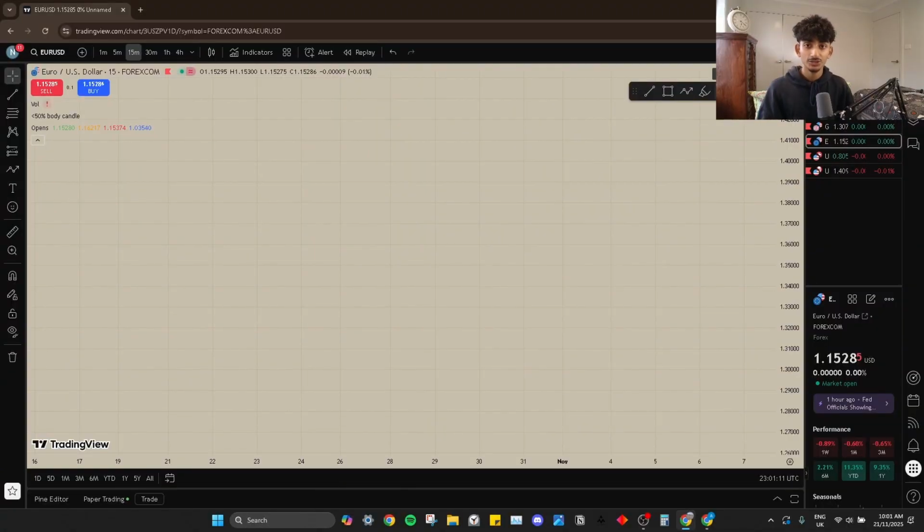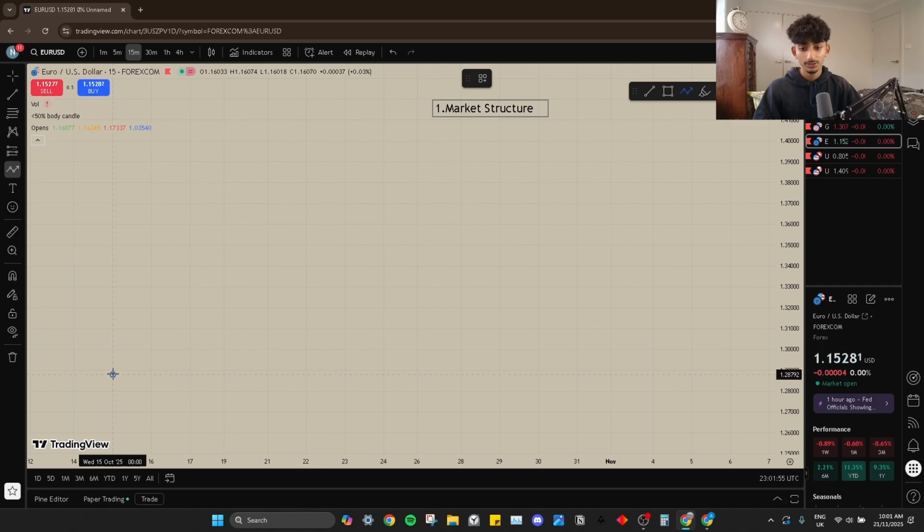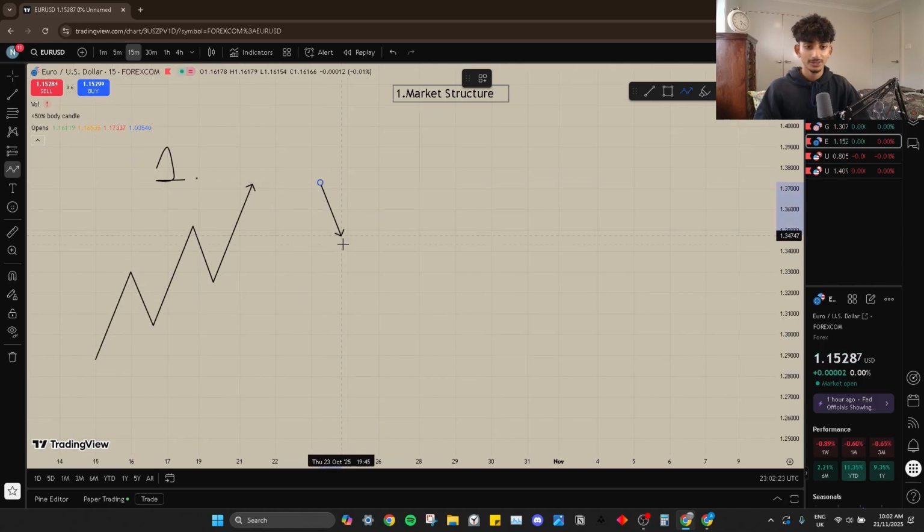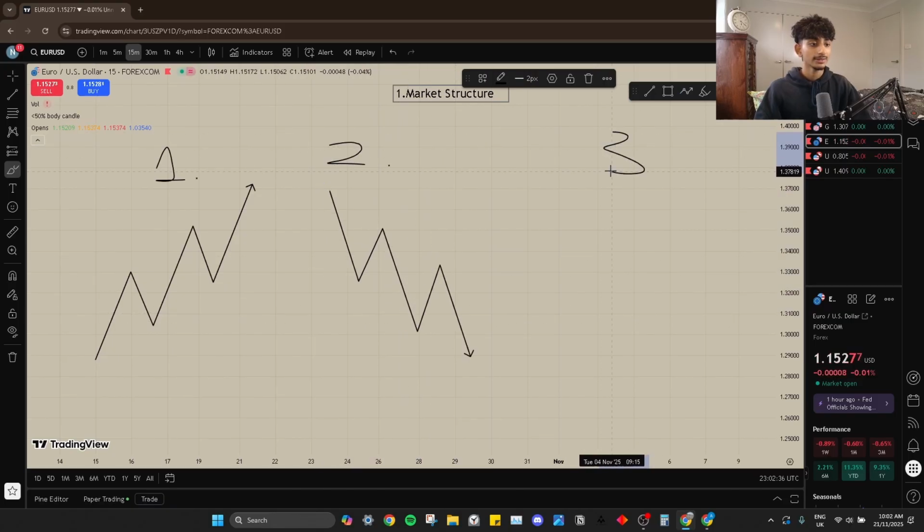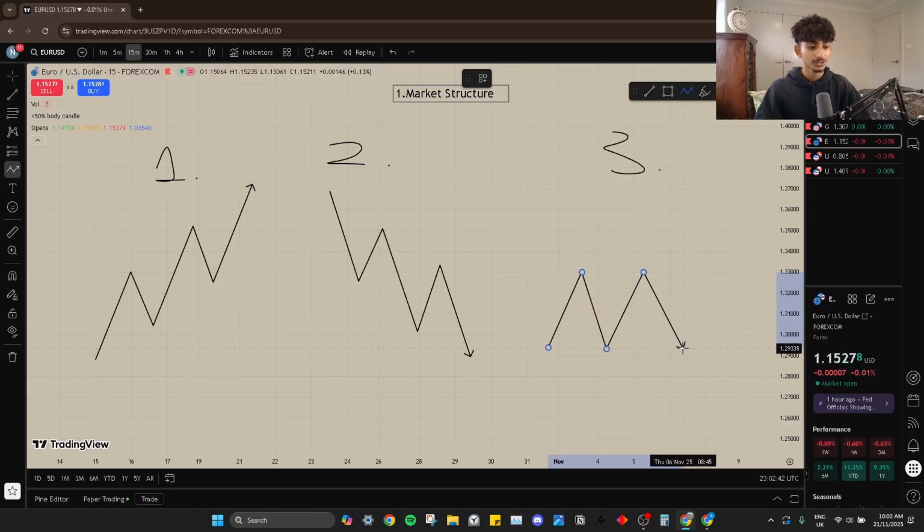Okay, so getting straight into it, the first step in the mechanical trading strategy is market structure. There are 3 different types of market structure. The first one is bullish, where we're making higher highs and higher lows. The second one is bearish, where we're making lower lows and lower highs. And the third one is where the market isn't going up or down and it's just consolidating.